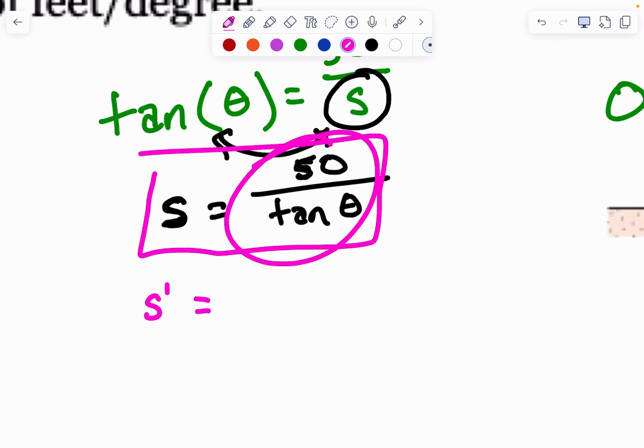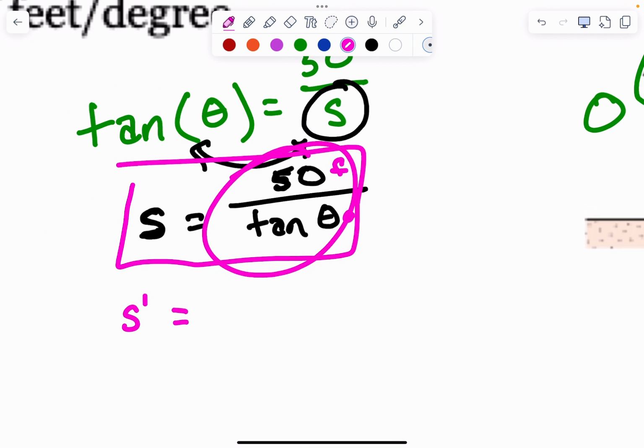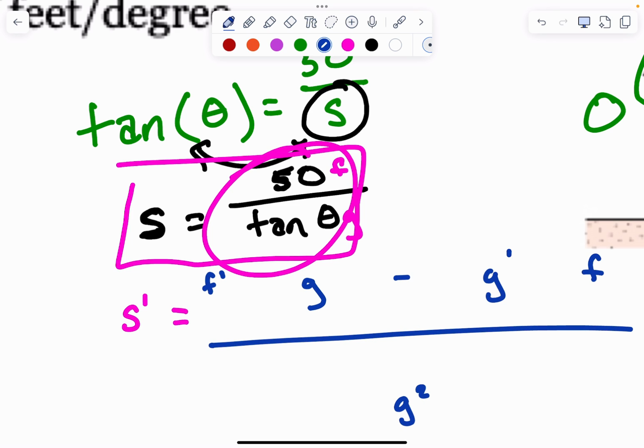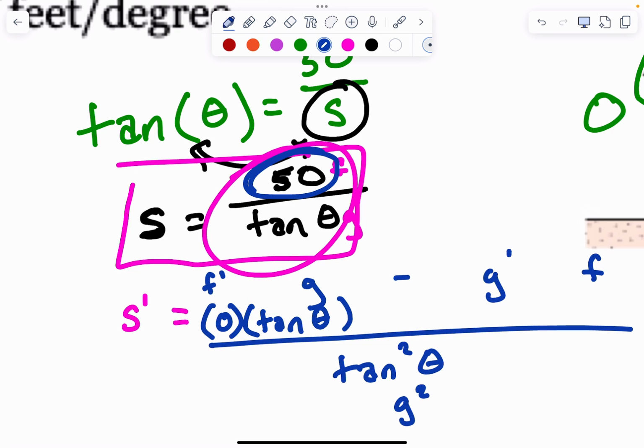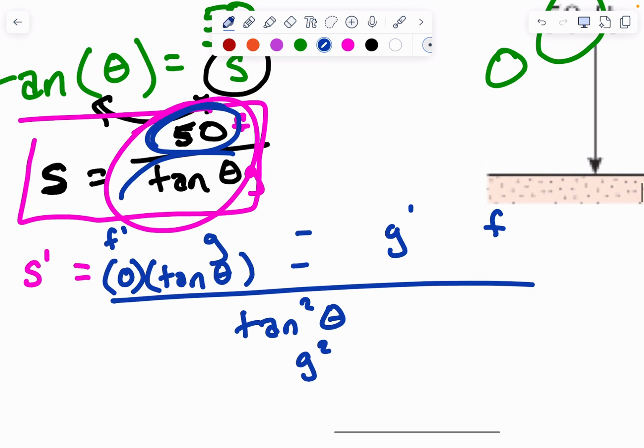Quotient rule. This is F, this is G. So we want F prime G minus G prime F, all over G squared. What is F prime? What's the derivative of 50? 0, times G, which is tangent theta. And the bottom is tangent squared theta. Now, F prime is 0. That's going to knock the whole thing out, but I went ahead and wrote it anyway. Minus, what's the derivative of tangent? Secant squared theta, times F, which is 50.